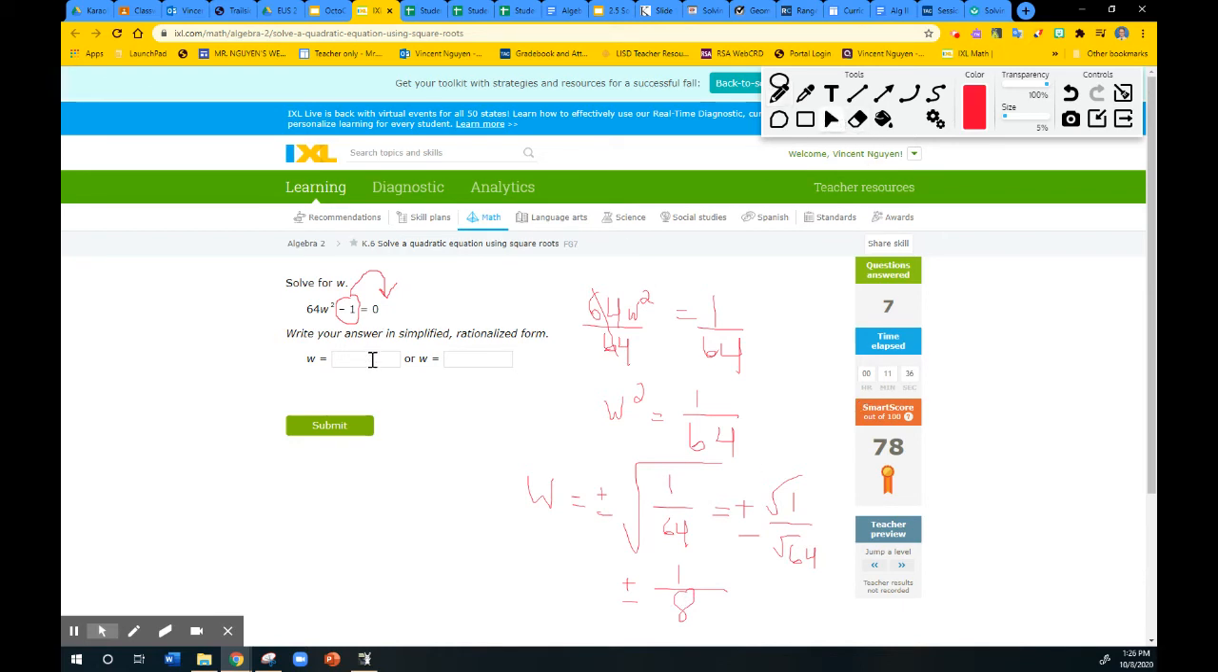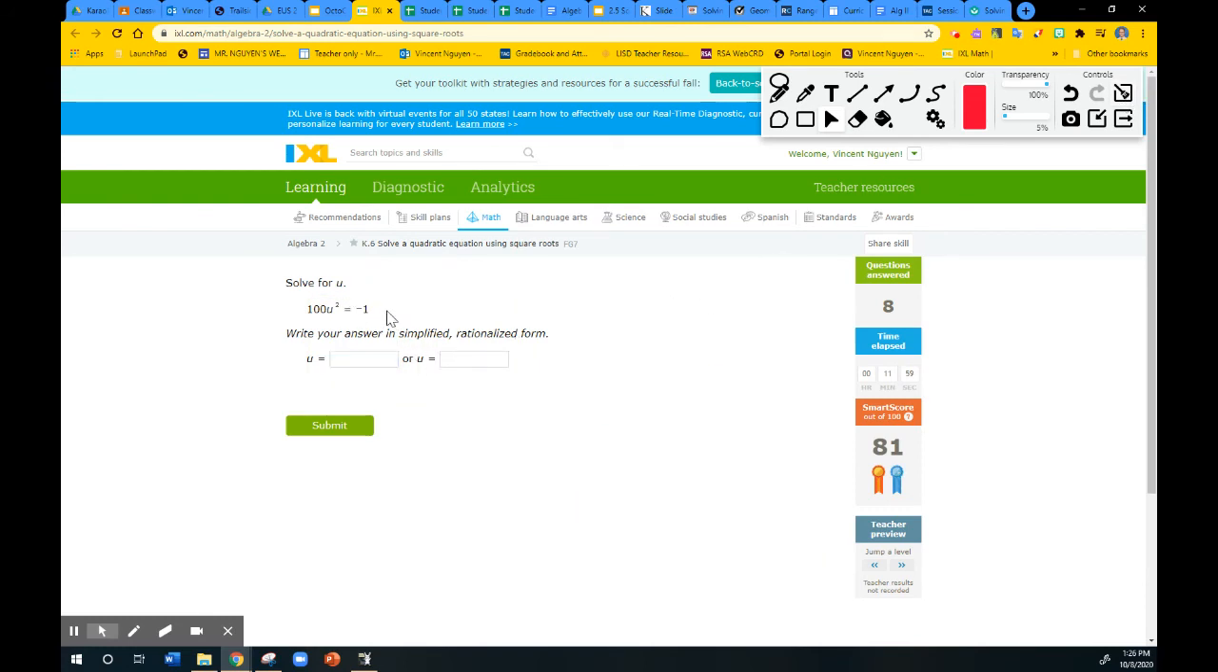So I'm going to enter that over here. 1 over 8. I think they want me to use the fraction bar. I don't think it's necessary, but I'm going to use this just to be safe. This one is actually negative, so I press my negative first, and then 1 over 8. I think we're good to go. Yes. Awesome. This one is the same kind, but this one is a negative number. So I'm going to isolate u squared by dividing by 100. So I'm going to end up with negative 1 over 100.